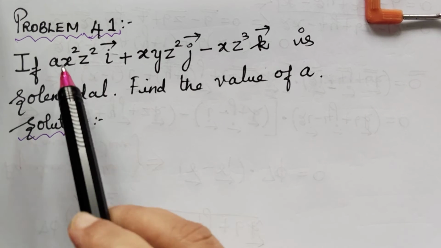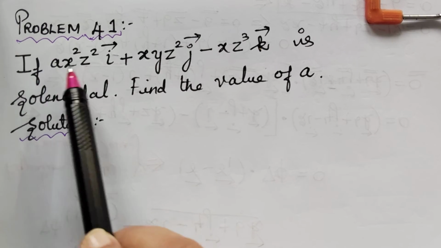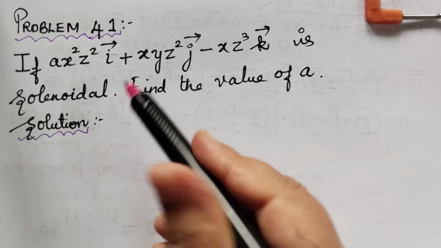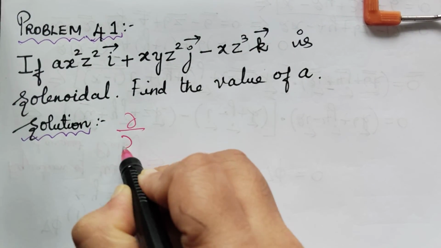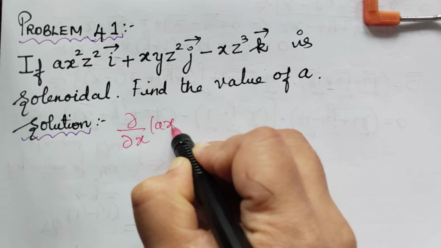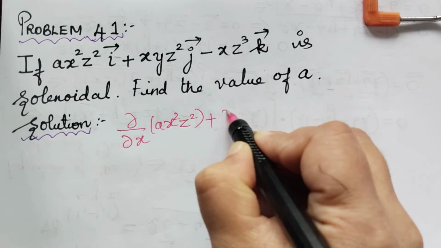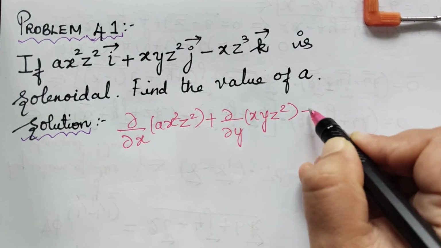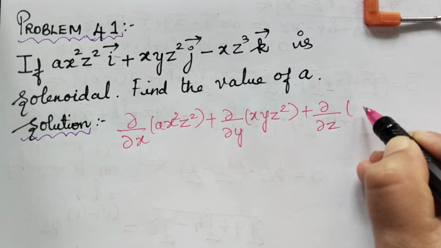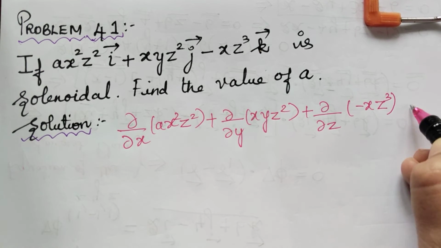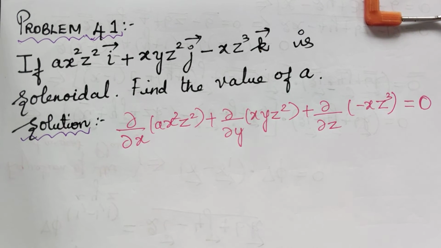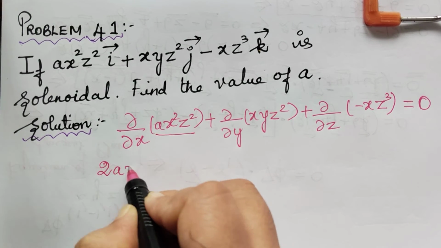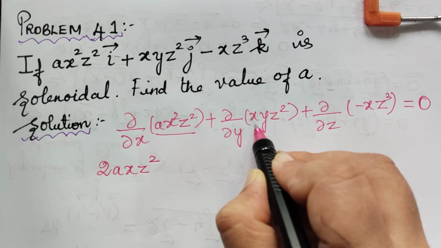Now here we have the next problem, problem 41. It is given that the given vector is solenoidal and we have to find the value of a. So we know that since it is solenoidal, dou by dou x of a x square z square plus dou by dou y of x y z square plus dou by dou z of negative x z cube is equal to 0.